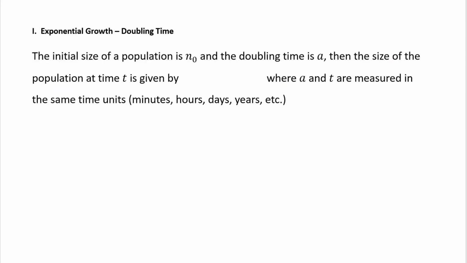Roman numeral 1. Exponential growth, doubling time. The initial size of a population is n sub naught, and the doubling time is a. Then the size of the population at time t is given by the equation n of t equals n sub naught times 2 raised to the power of the quantity t divided by a, where a and t are measured in the same time units, minutes, hours, days, years, etc.